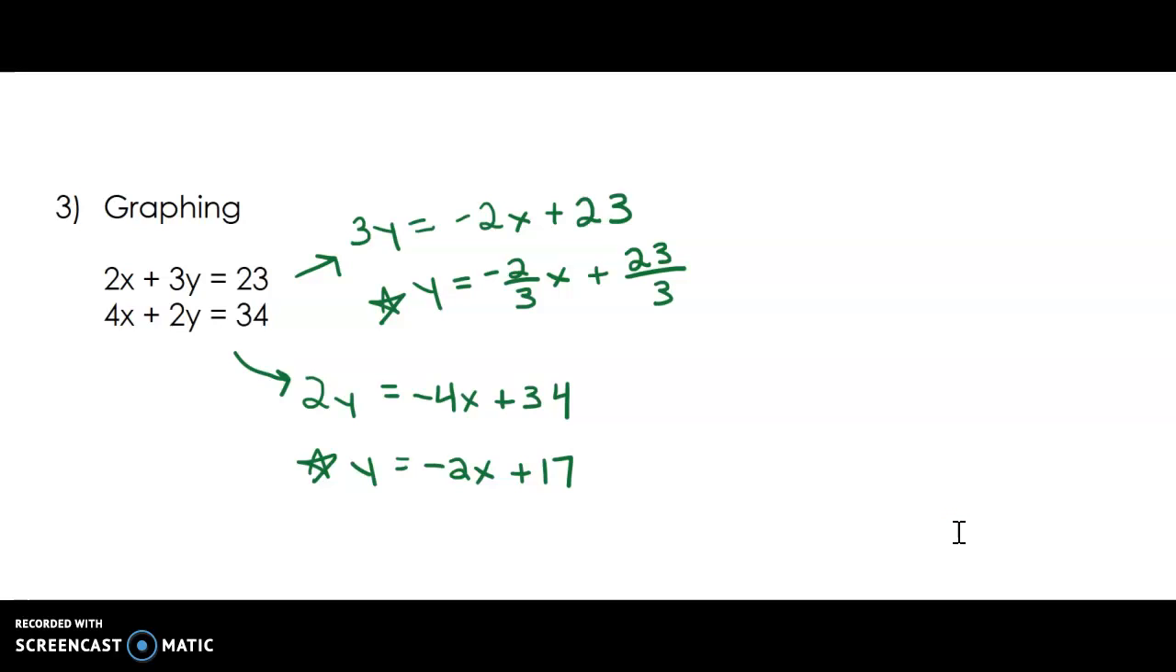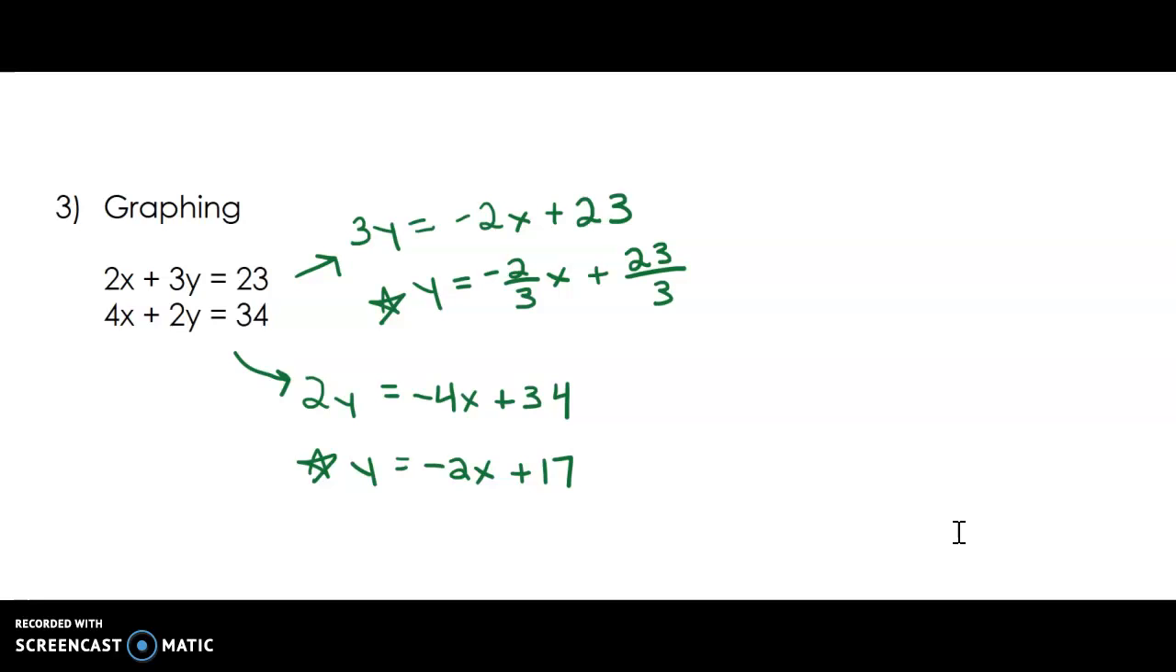Now when I look at these equations, and they're the equations that are starred, if I think about trying to graph these by hand, yes, I can do it, but it really is not going to look pretty for me. Like I have a y-intercept of 23/3 and another one of 17, and I have to graph these lines and then find out where they intersect. That's going to be kind of a pain.